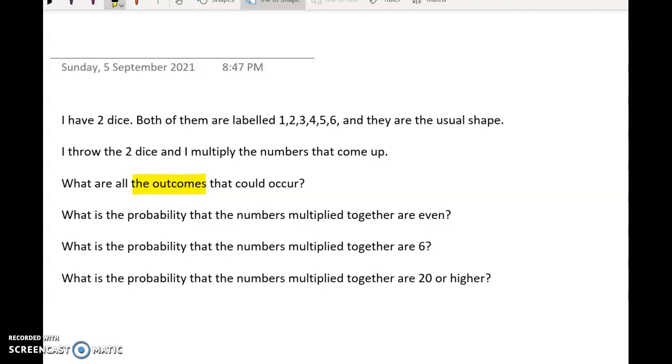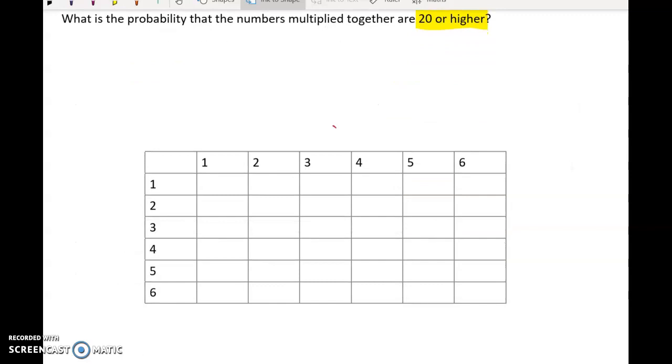So what's the probability that the numbers multiplied together are even? What's the probability that the numbers multiplied together are 6? And what's the probability that the numbers multiplied together are 20 or higher? So the best way to think about this is to do a table like this one, right? And across the top, we've got the things that can happen on the first of the 2 dice, which we call the first die, and here the second die, right?